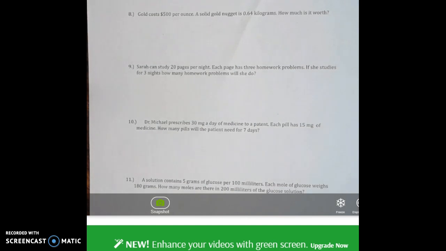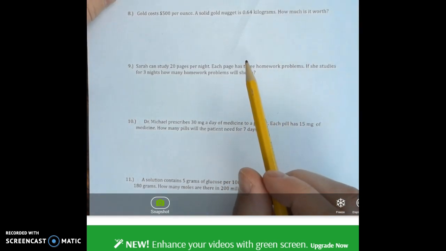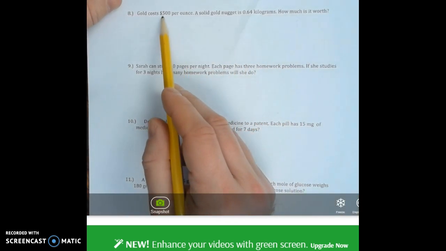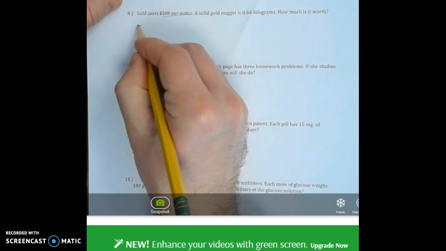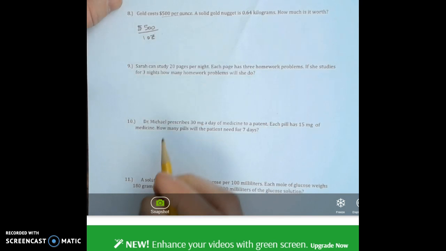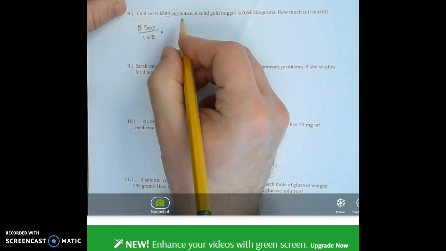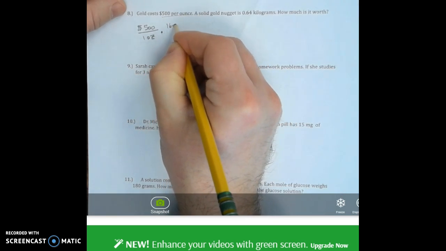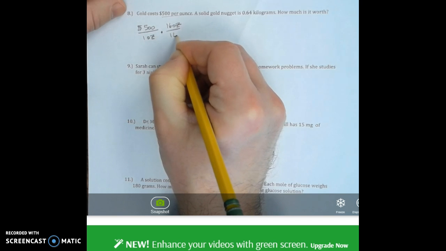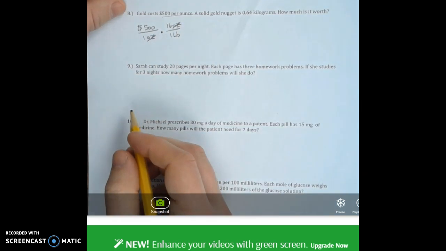In question 8, we're told that gold costs $500 per ounce and a solid gold nugget is 64/100ths kilograms. How much would that be worth? So we're going to start here with the price given. It's $500 for an ounce of gold. $500 for an ounce. And we know that there are 16 ounces in a pound looking at our conversion. So we're going to have 16 ounces per pound. Okay, so my ounces can simplify with my ounces.